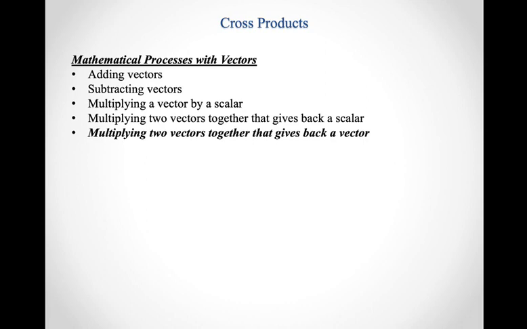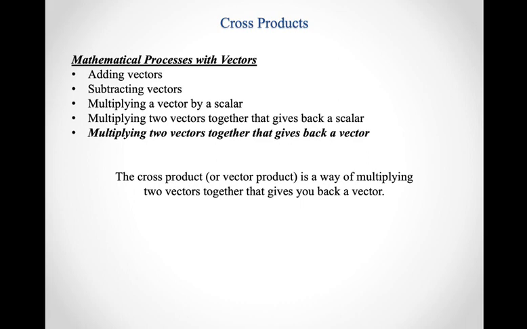So it's time to come back and add our fifth vector operation. Adding vectors, subtracting vectors, multiplying a vector by a scalar, these we added early on. Since then, we've come back and added how to multiply two vectors together that gives us back a scalar using the dot product. Now we want to add our fifth operation, which is multiplying two vectors together that gives us back a vector using the cross product.